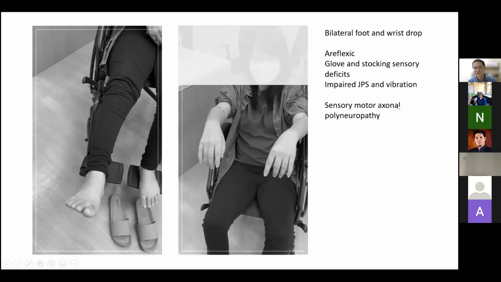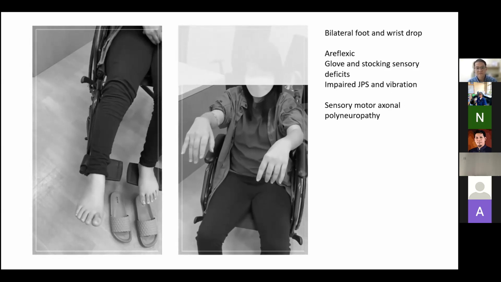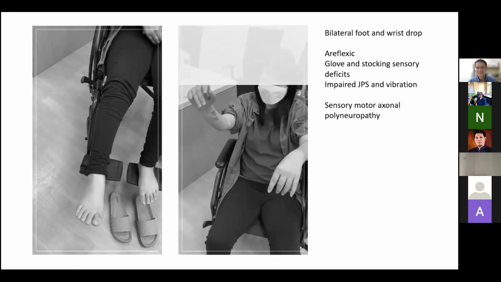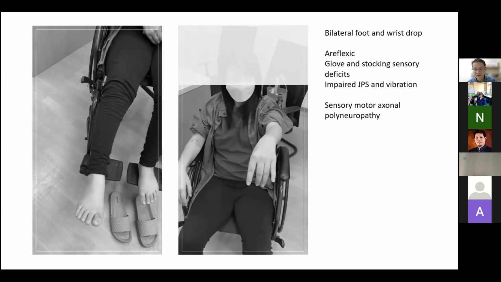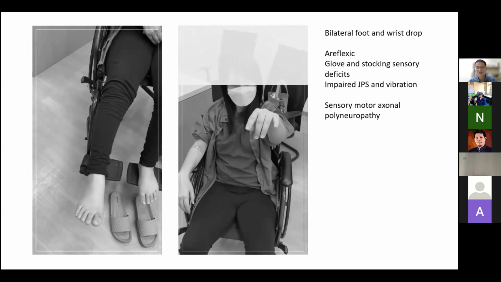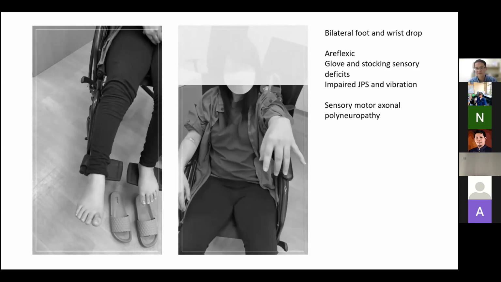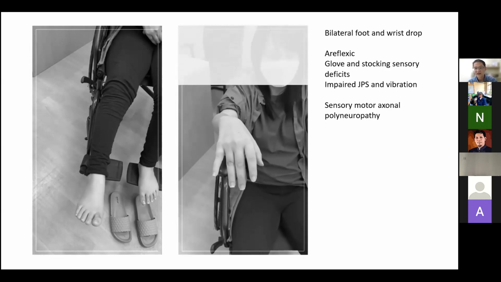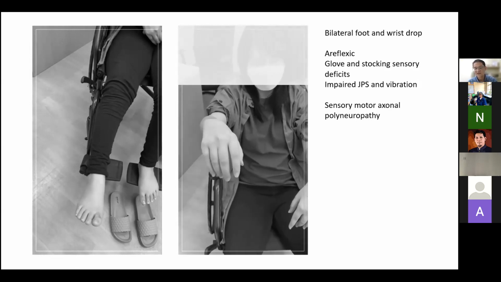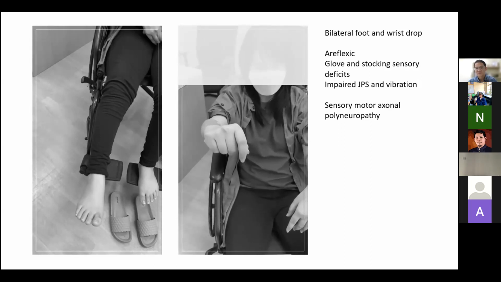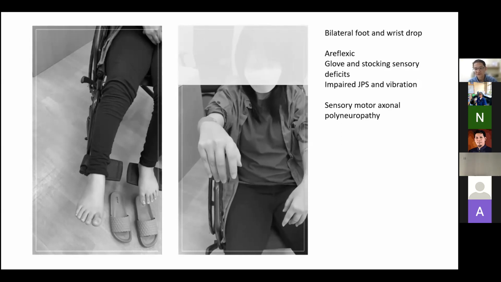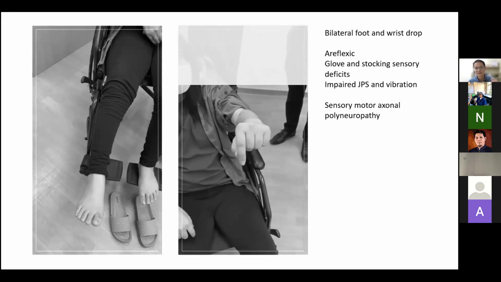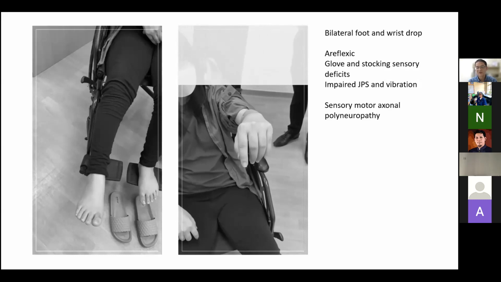She has got bilateral wrist drop. So by just looking at these two videos, you know that this patient has a peroneal nerve weakness. This patient has a radial nerve weakness. Okay, she's areflexic. She has a glove and stocking sensory distribution sensory loss. So it's got impaired joint position sense and vibrations. And these patients have peripheral neuropathy involving the sensory and the motor system.